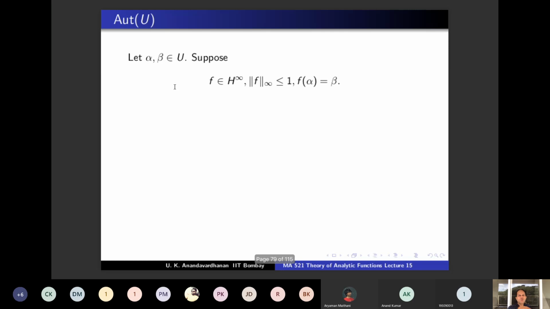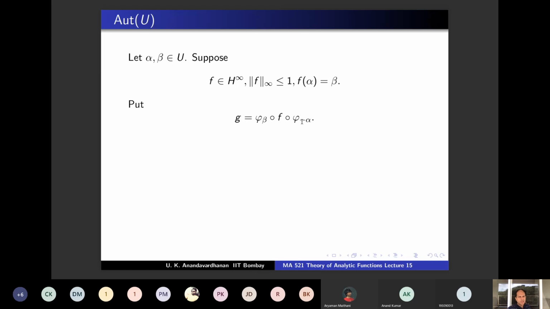And also assume these two points are given. You assume that f takes alpha to beta. So suppose f is any holomorphic function on U, bounded with supremum less than or equal to 1, taking alpha to beta. Then you consider this function g, a composition of three functions. You take phi minus alpha, compose with f, and further compose with phi beta, and observe the properties of this g. First of all, g is in H infinity because f is a bounded holomorphic function on U, and phi minus alpha is a bounded holomorphic function on U. Therefore, this composition is bounded holomorphic on U.